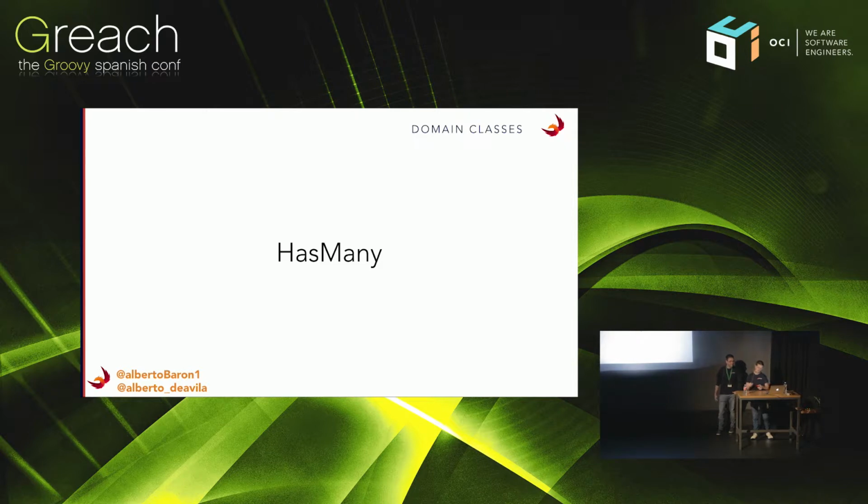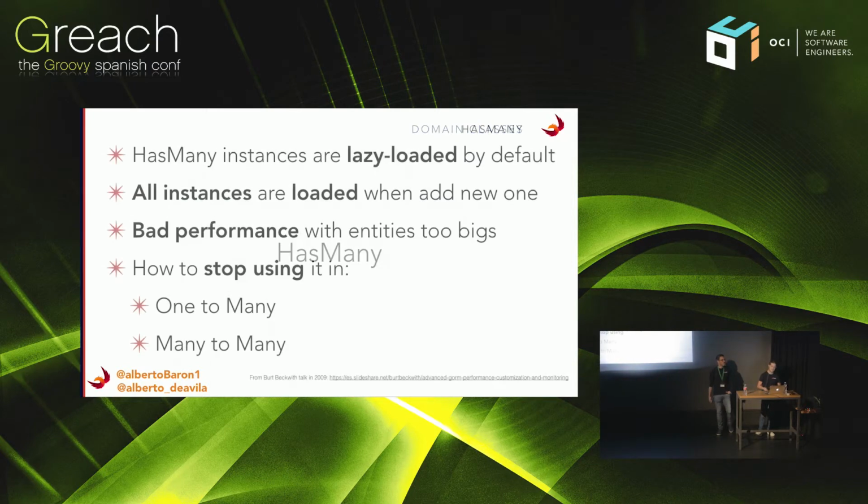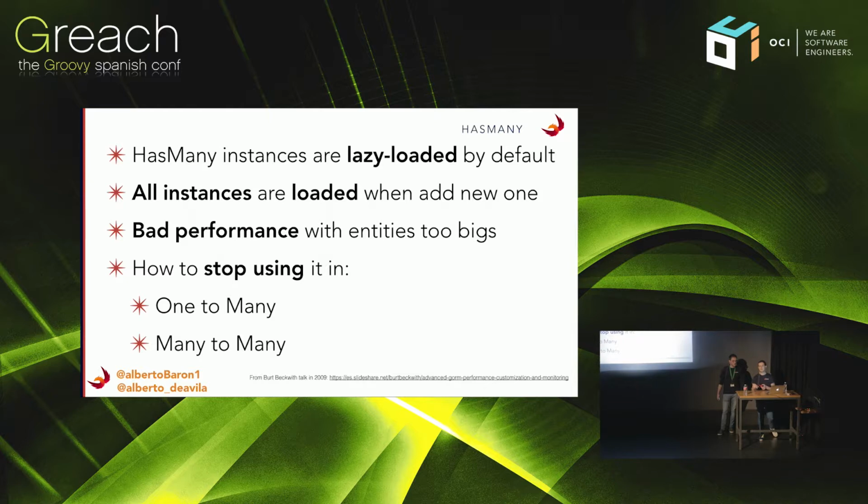What about has-many relations? The has-many instances are lazy loaded by default. That is good. But when you add a new instance to the has-many relation or remove one, all the instances are loaded. So it can be bad for performance with entities that are too big. Okay. So how to stop using has-many?